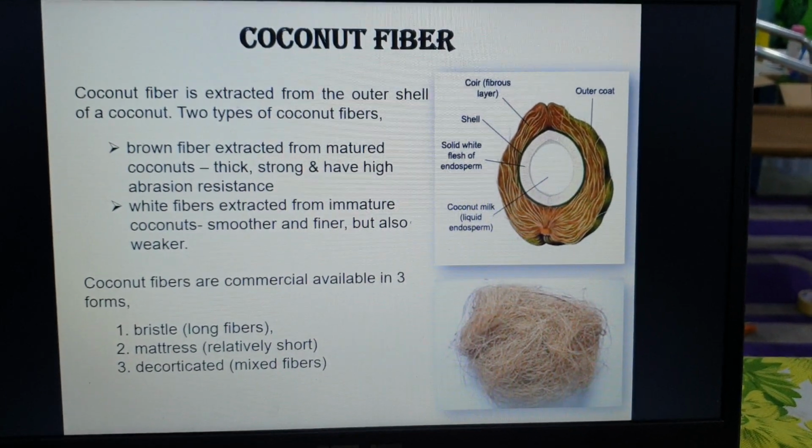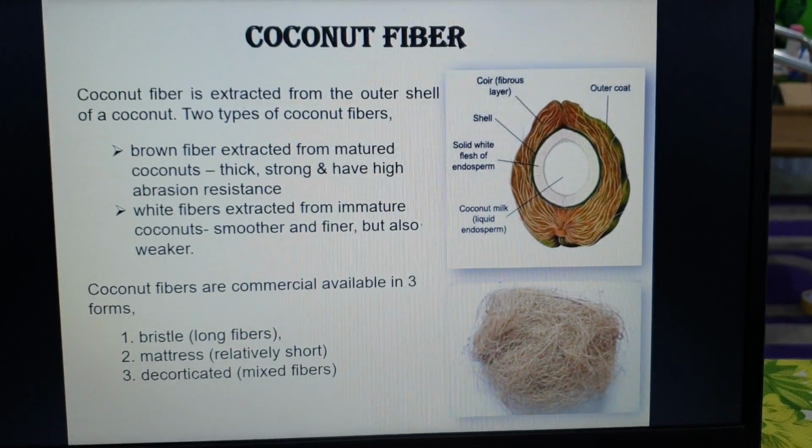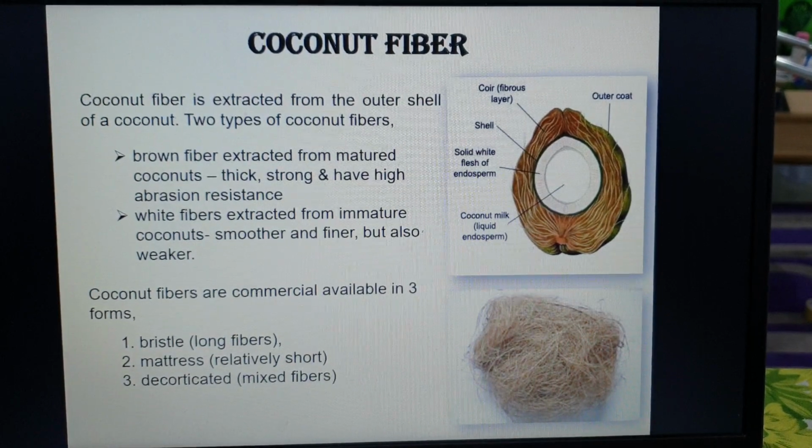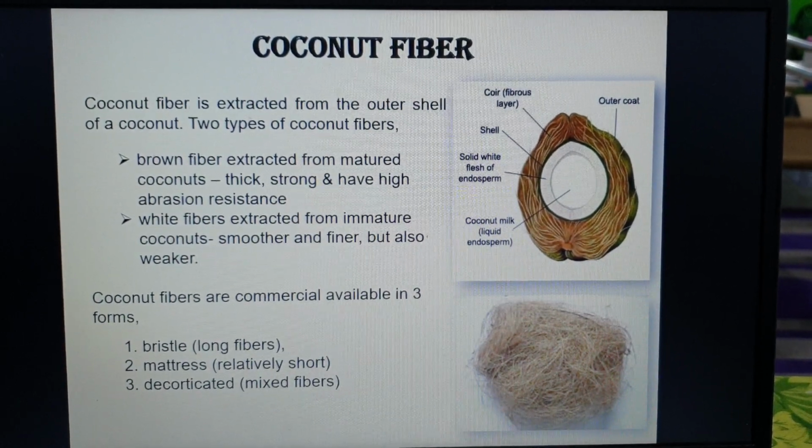So this is a natural fiber. We use coconut fiber. What you do is you mix the concrete and put the coconut fiber inside the concrete. So coconut fiber is extracted from the outer shell of a coconut.